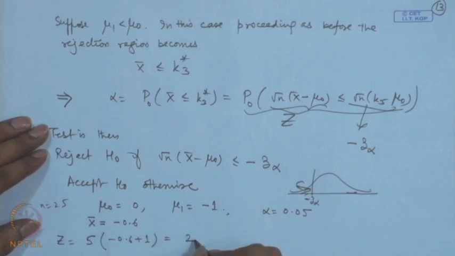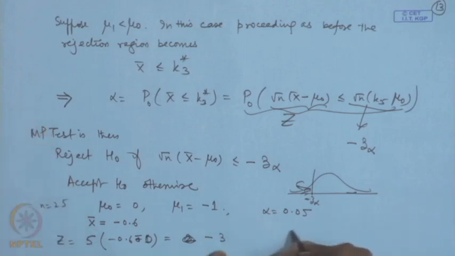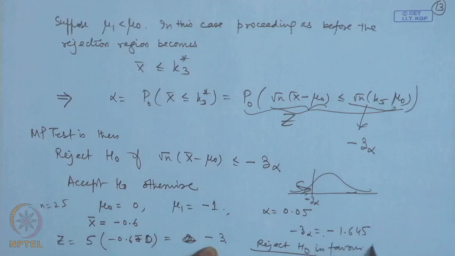So, once again you note mu naught is 0. So, that is minus 3 and minus z alpha is equal to minus 1.645. So, here you are observing that this value is smaller than this. So, we will reject h naught. So, we will reject h naught in favor of h 1.